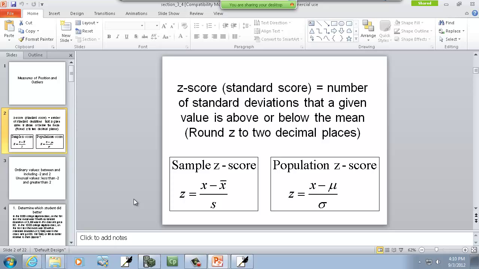But z is equal to your x, your data value, minus x bar, your mean, or mu, your mean, divided by your standard deviation, whether it's sample standard deviation or sigma, population standard deviation. This allows you to compare. For example, you want to compare somebody in one class to somebody else in another class.